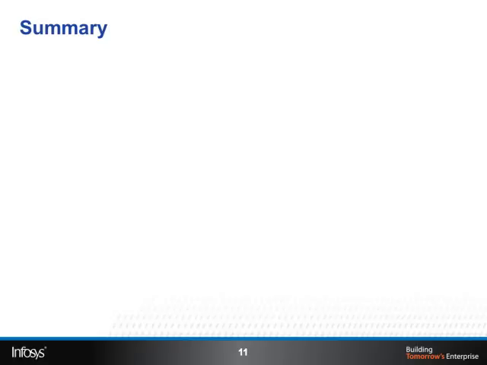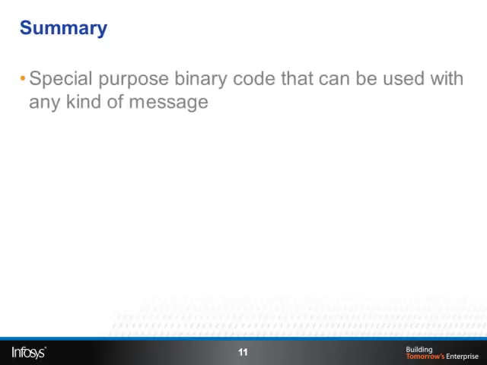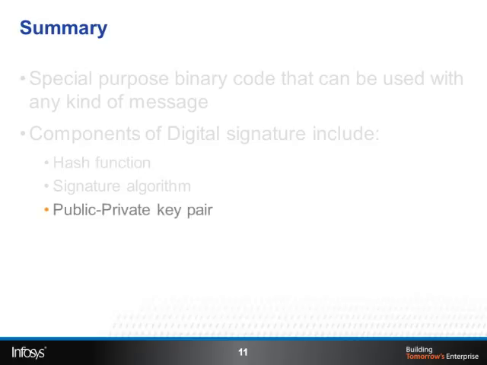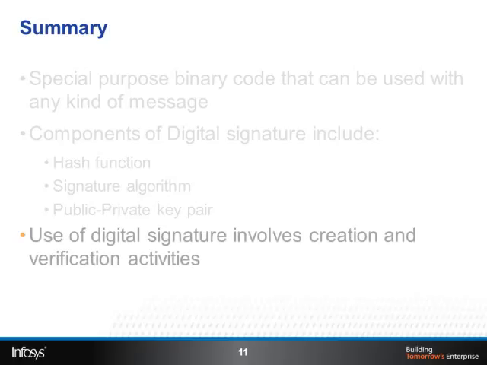We can summarize our discussion as digital signature is a specific special purpose binary code used with any kind of message which helps in ensuring the authenticity of electronic documents and its sender or signer. Use of digital signature involves using three components, namely hash function, signature algorithm and public-private key pair for creation and verification at sender's end and receiver's end respectively.